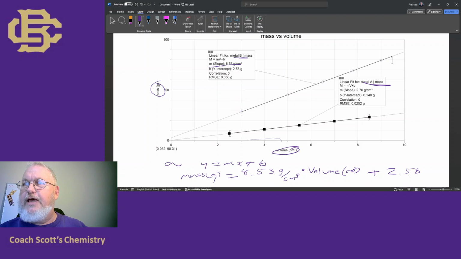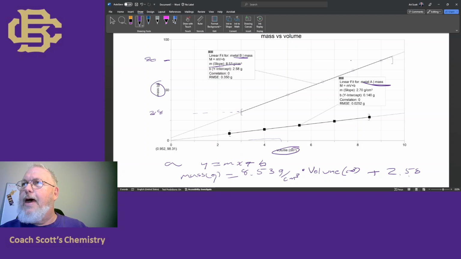My first one is at 3 cubic centimeters. And how many grams of mass? Let's see, 10, 20. It was about, I don't know, 28 grams, thereabouts. And the max, I'm just going along, following this line, was about 80 grams. So that's my range of my mass, about 28, 30 to about 80.